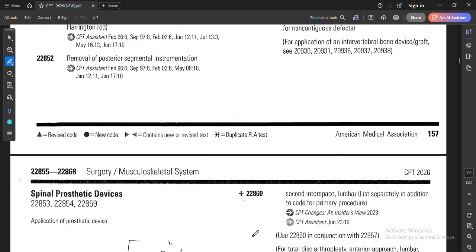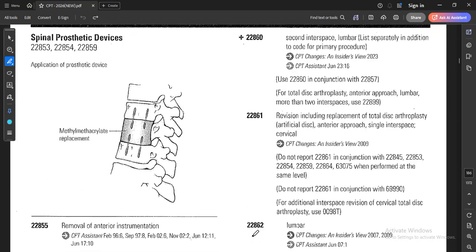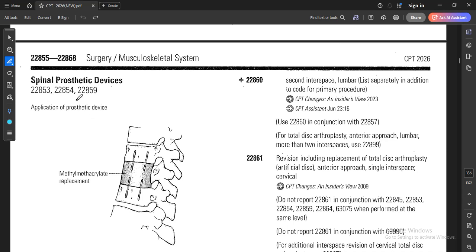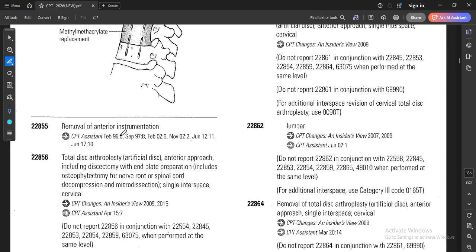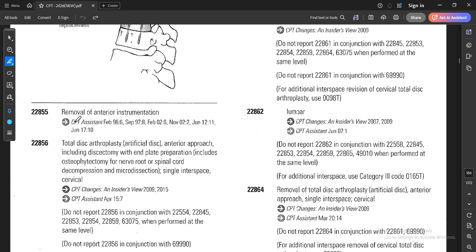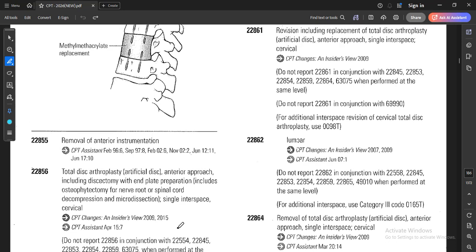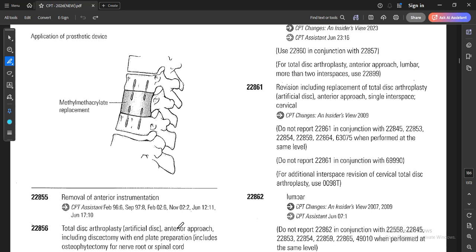Okay. Next we have these codes. This is the PEEK cage: 22853, 22854, 22859. As I told you, PEEK, methyl methacrylate replacement. So this is the PEEK cage. Next, 22855, removal of anterior instrumentation. Previously we saw posterior instrumentation, correct? Now this is for anterior instrumentation. So now finally, what are our keywords for instrumentation?